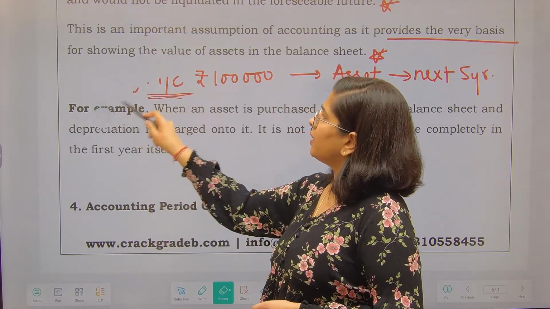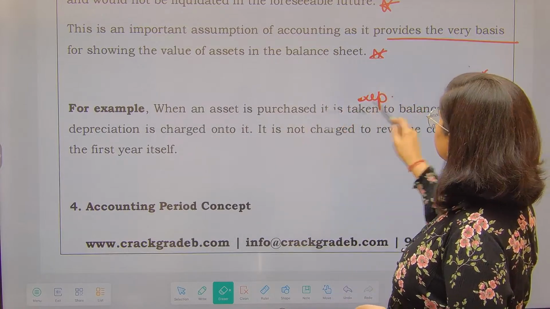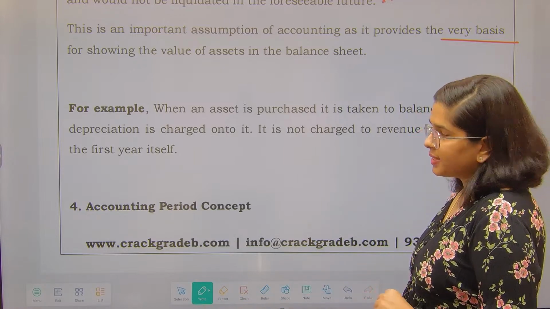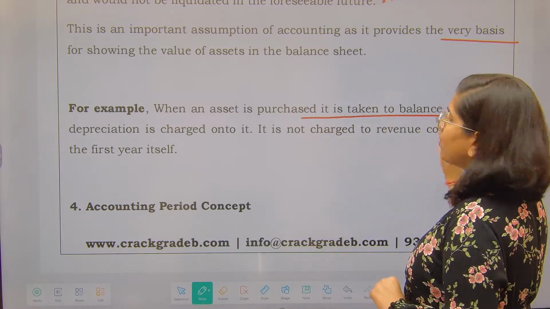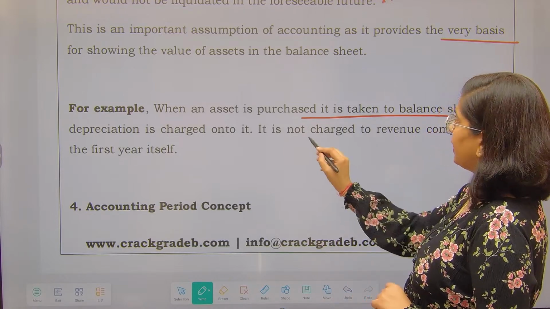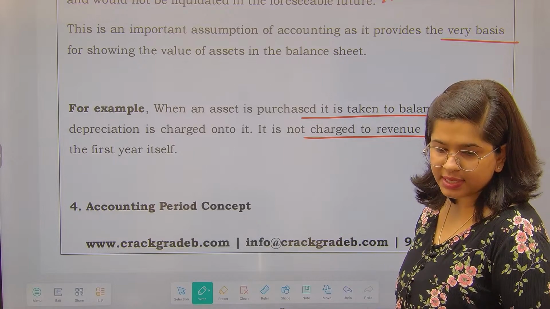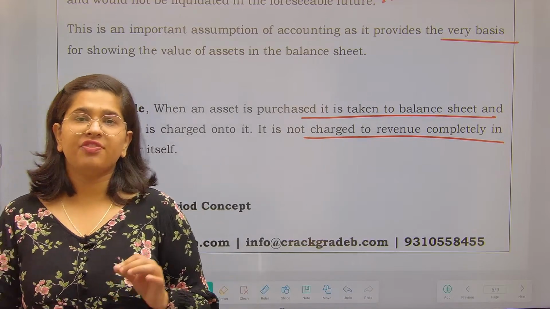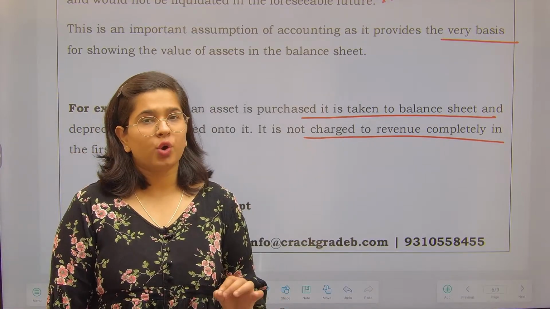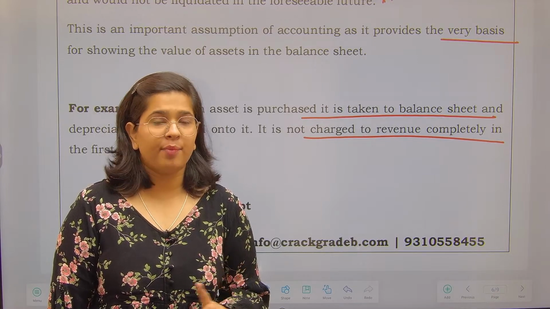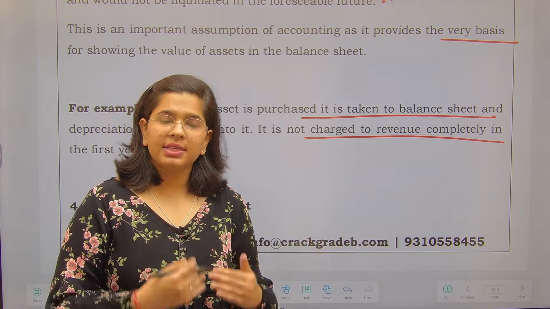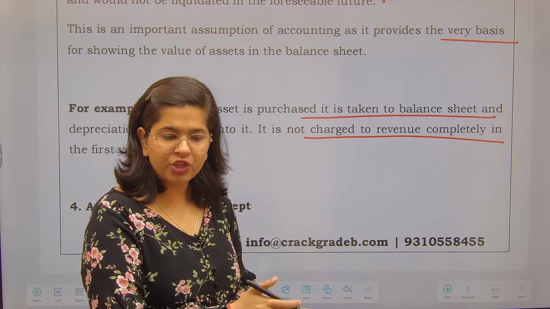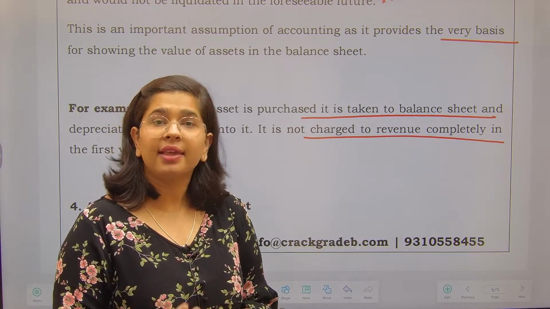This is what they are telling over here. See, for example, when an asset is purchased, it is taken to balance sheet and depreciation is charged onto it. It is not charged to revenue completely in the first year itself. That means I am not taking it as an expense in the first year itself. I am not charging the total 1 lakh rupees in just 1 year. I am not debiting it. I am considering that I will be using this asset for a longer period of time, and that is why I have taken it to balance sheet and I'll be charging depreciation year by year.